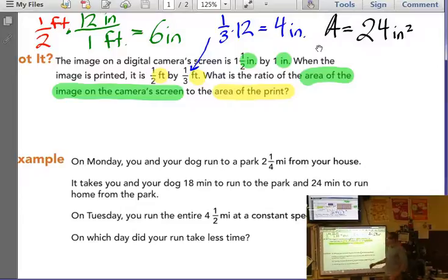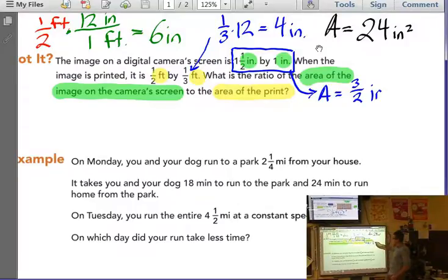Now I need to find the area of my screen. Now I have a dimension of 1.5 and a dimension of 1. So if I have length times width, what's anything times 1? Itself, whatever the start number was. So 1.5 times 1 will be the start number that we had. So this area is actually 1.5, or I like impropers better, 3/2 inches squared.